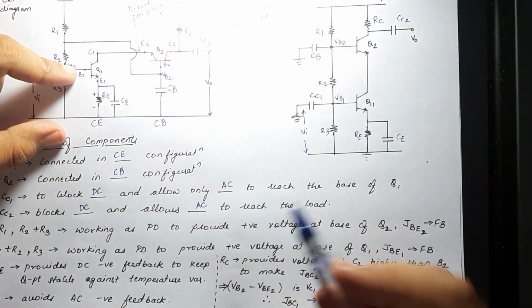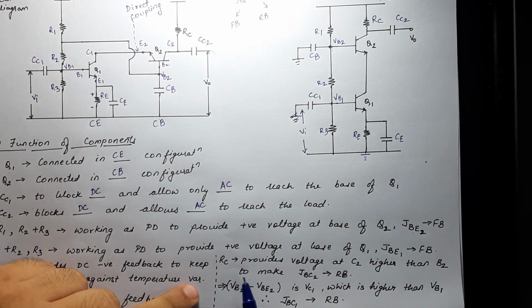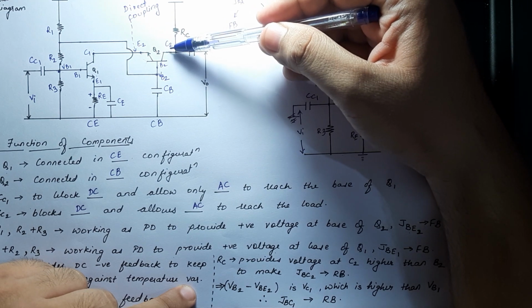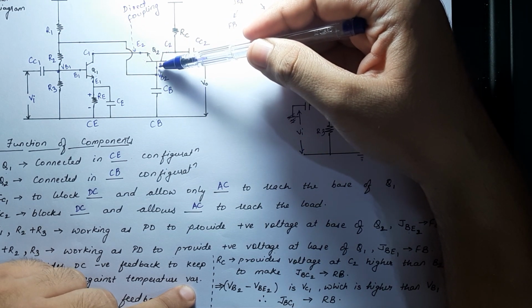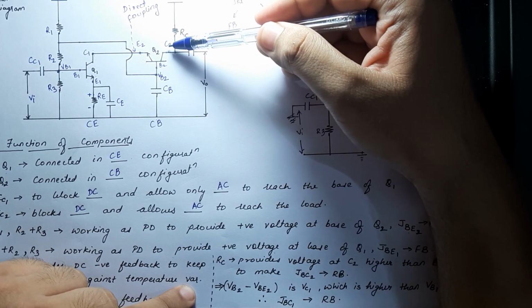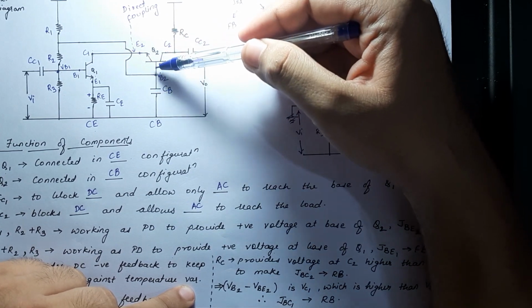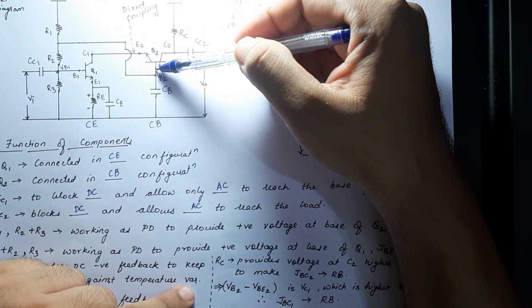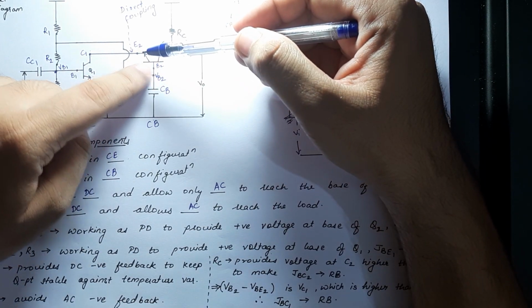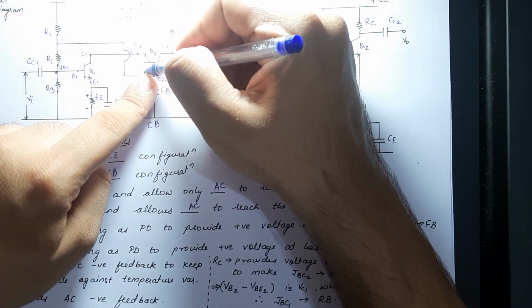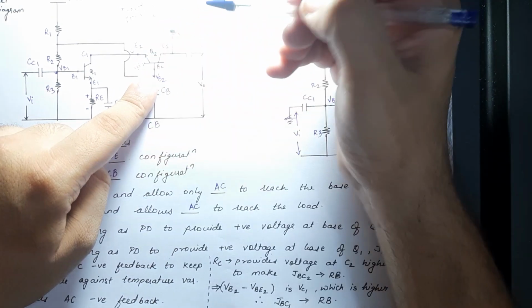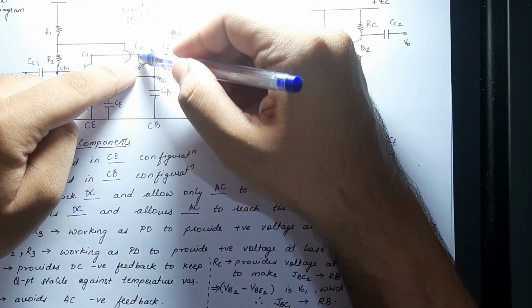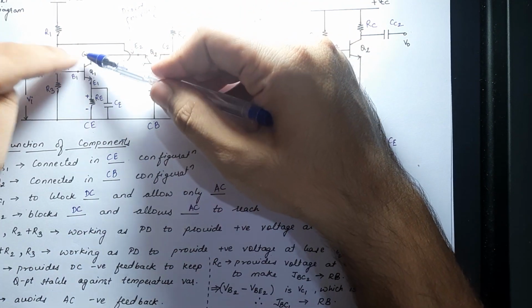This is done by RC. How? Let's see. RC provides voltage at C2. RC, which is connected to C2, provides the voltage at C2 higher than B2. Hence, when the collector has a higher voltage, in this type of configuration JBC2 will be reverse biased. Now VB2 minus VBE2, which is over here, VB2, and here you have a VBE2. Voltage at this point, VB2 minus VBE2, will make C1 much higher than B1.